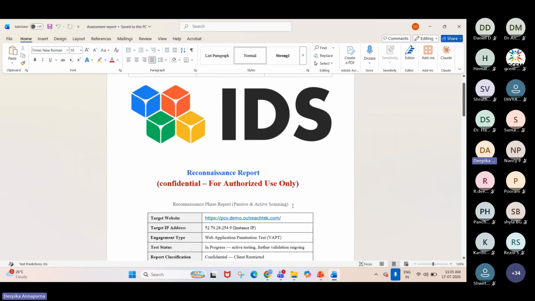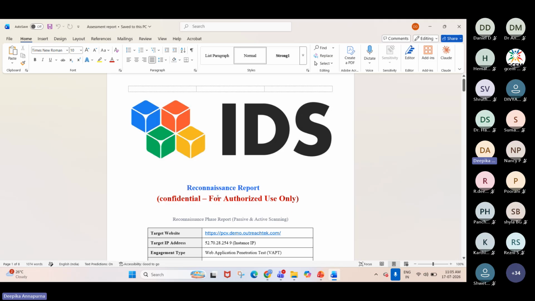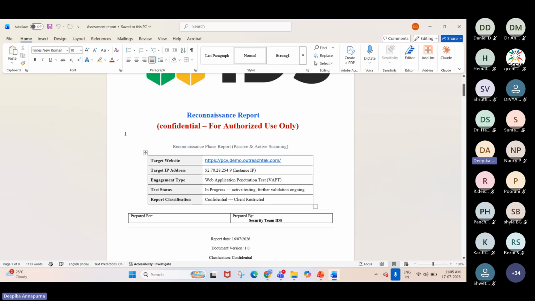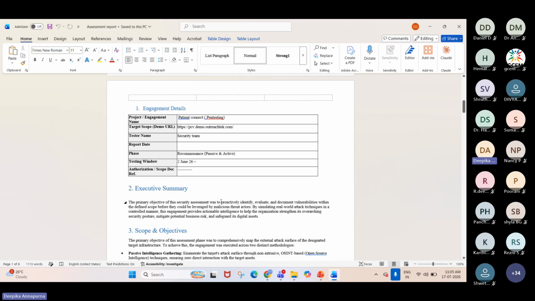Okay, this is the reconnaissance report. The first step, as I told you, is gathering information. The report will contain the target website on which they are performing the testing. They will also note down the target IP address. What are they going to perform? A web application penetration test, VAPT. What is the status? It is still in progress. The report is classified as confidential.